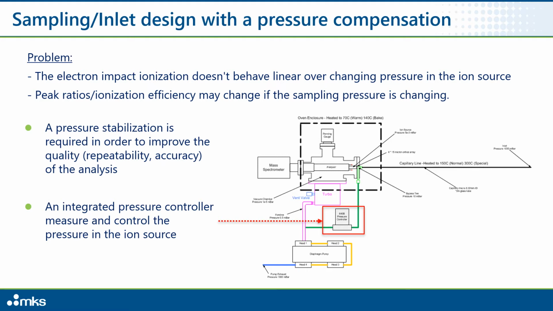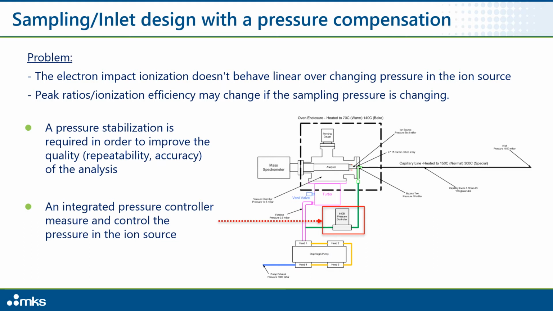So here in our scheme, we have the capillary line sampling your process gas. In order to have a fast response, we have implemented a bypass pumping path, which is improving the sampling speed and helps to reduce the pressure in the mass spectrometer. We can consider that flow split as a constant ratio. So if the inlet pressure is changing, it also changes the pressure at this point and subsequently also changes the pressure in the ion source.